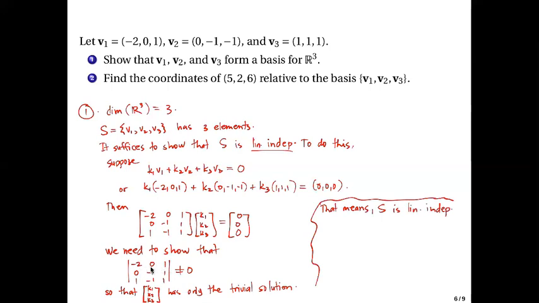So let's show that this determinant here is non-zero. So indeed, the determinant of -2, 0, 1, 0, -1, 1, 1, -1, 1. This is equal to what? -2 times -1 times 1. That's +2. 0 times 1 times 1. So that's plus 0. 1 times -1 times 0. That's still plus 0.